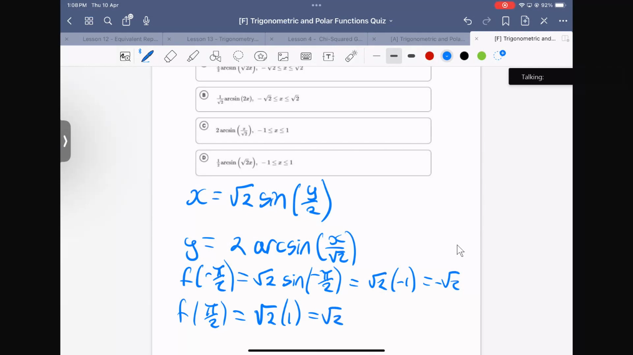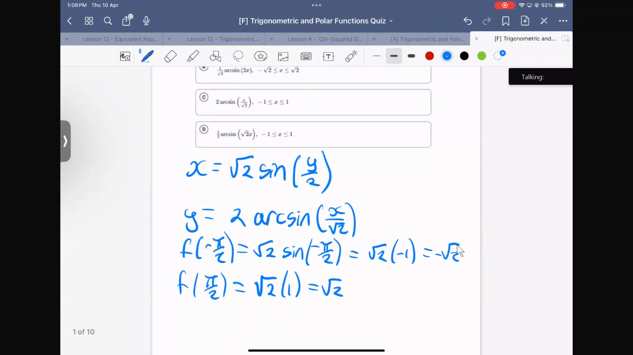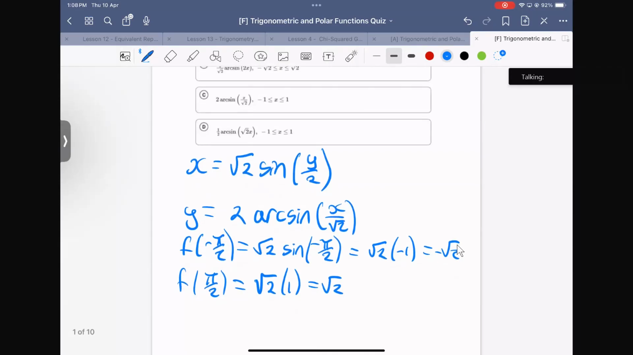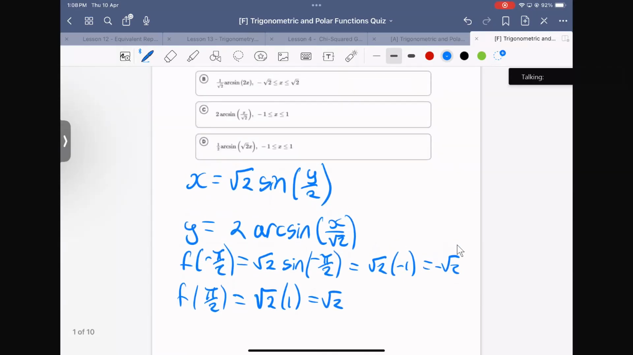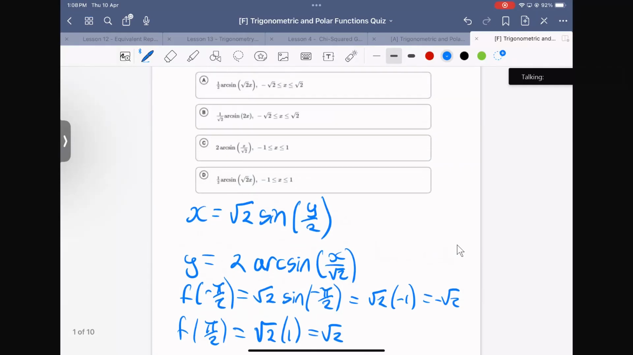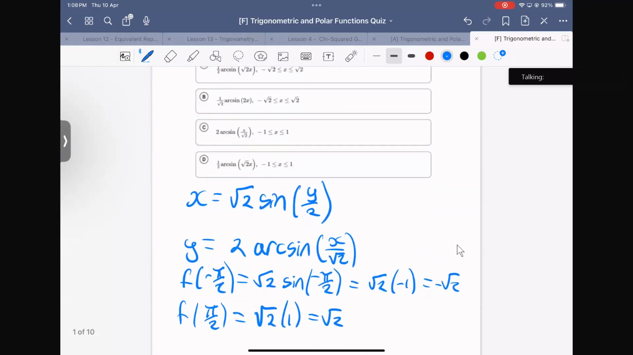So this is the range of the original function. It'll also be the domain of the inverse function. So we just need one that matches this. So this here matches there.